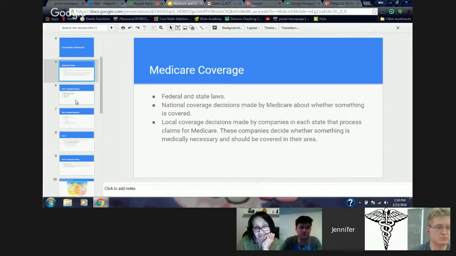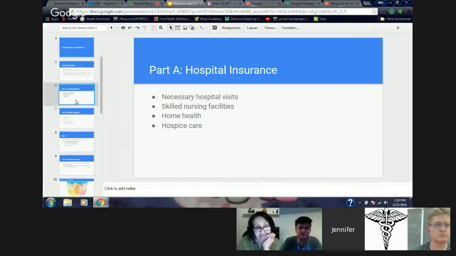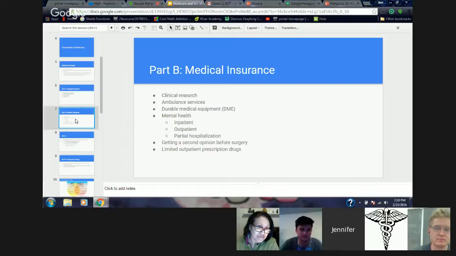So let's go now into Part A, and we'll talk about what that covers. Part A of Medicare is hospital insurance. The key thing here is it's going to cover necessary hospital visits. It has to be deemed necessary, and there's a lot more that goes into that. You'll have necessary hospital visits included in this, as well as skilled nursing facilities and home health, as long as you need help with more than just janitorial work. And then hospice care is also covered in Part A of your Medicare.